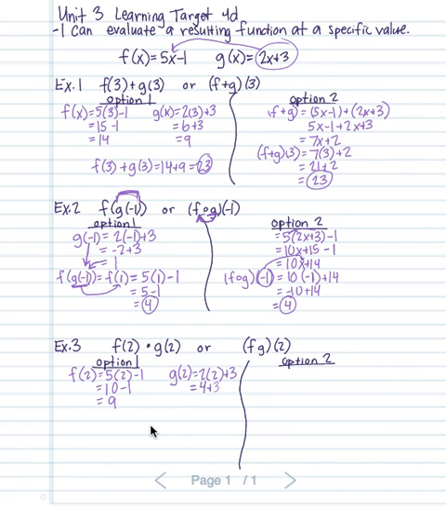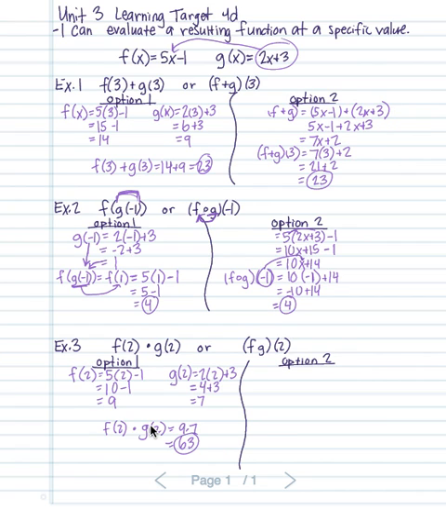So with this example, we filled our numbers in first, then we perform the operation, and it says that we want to do f of 2 times g of 2, which is 9 times 7, which is 63.